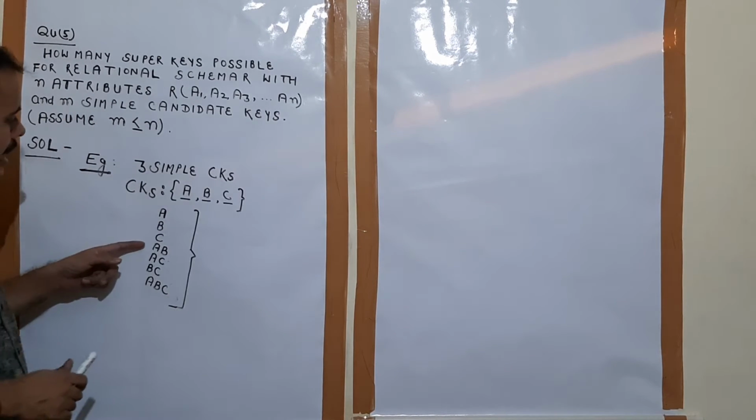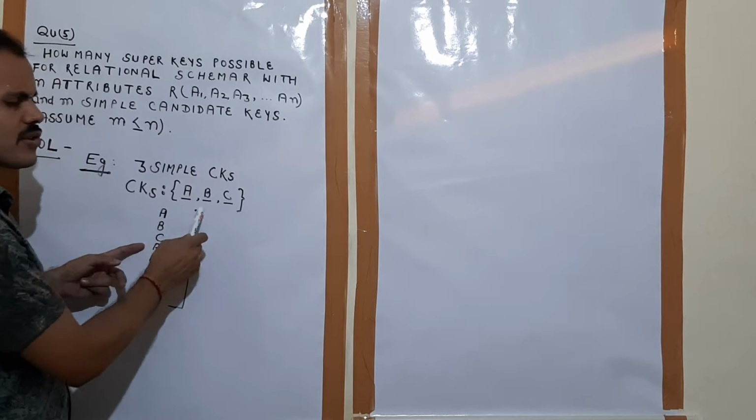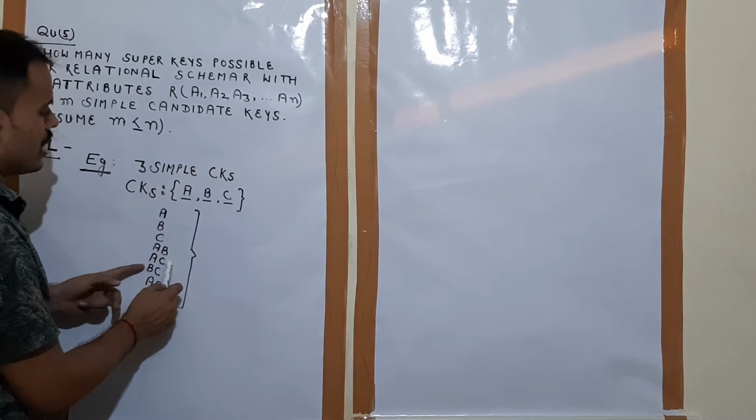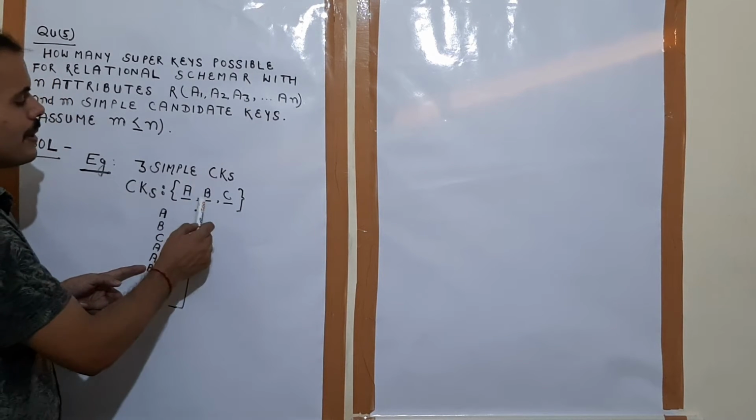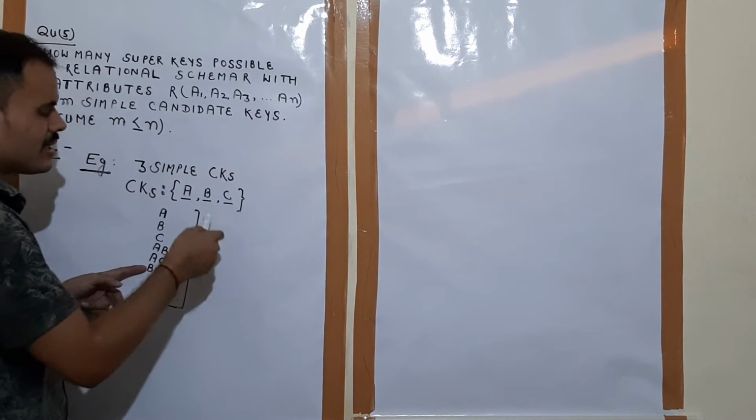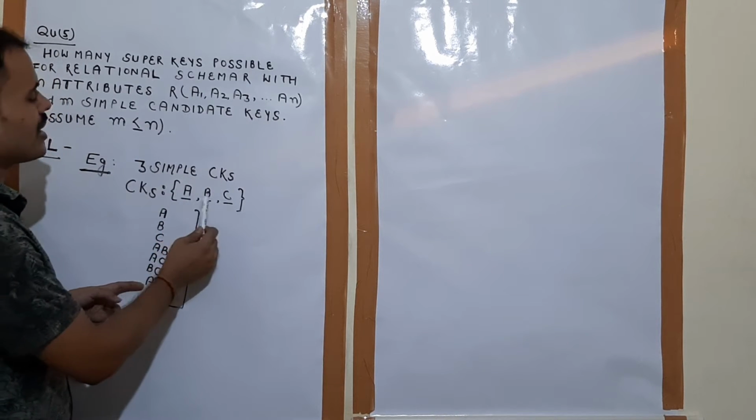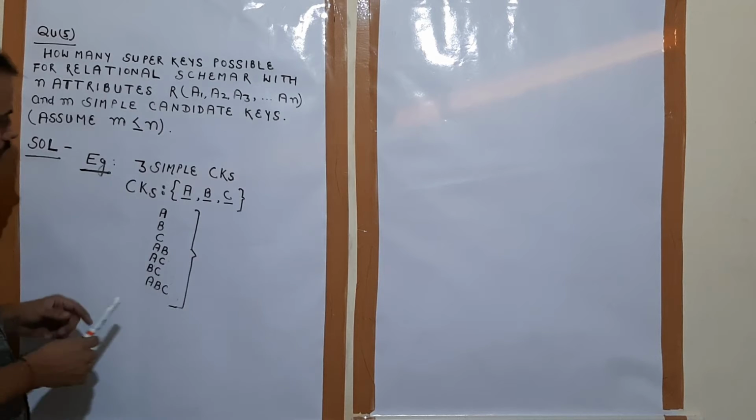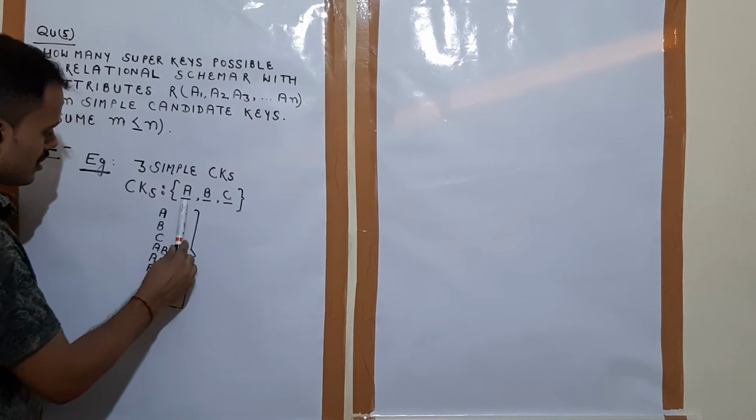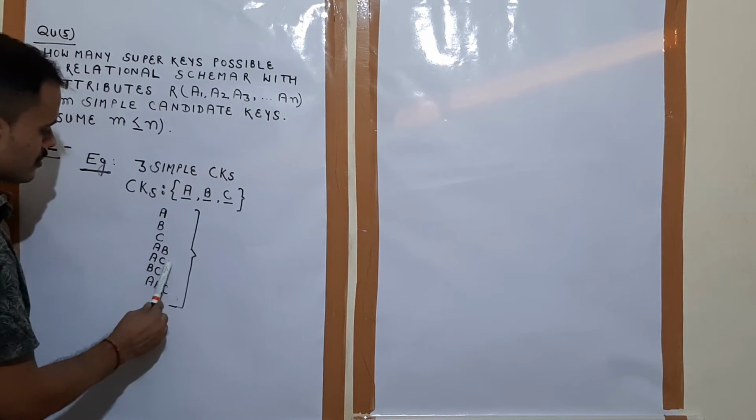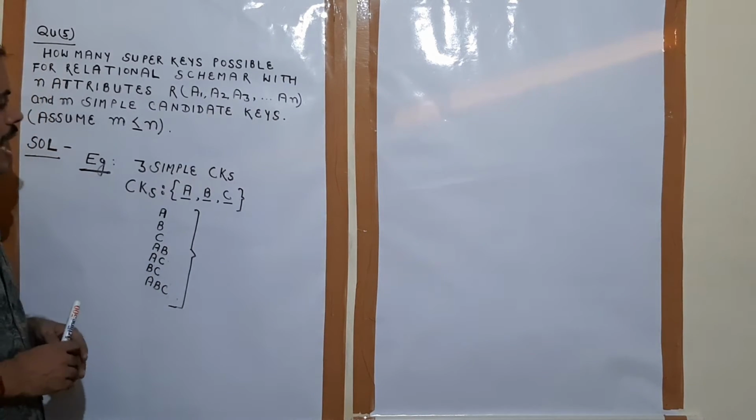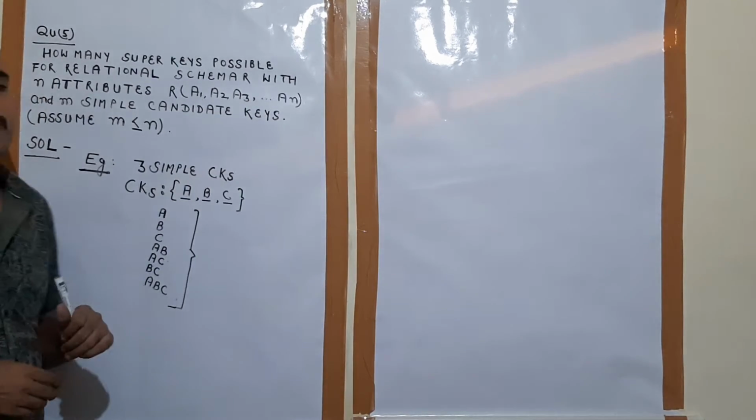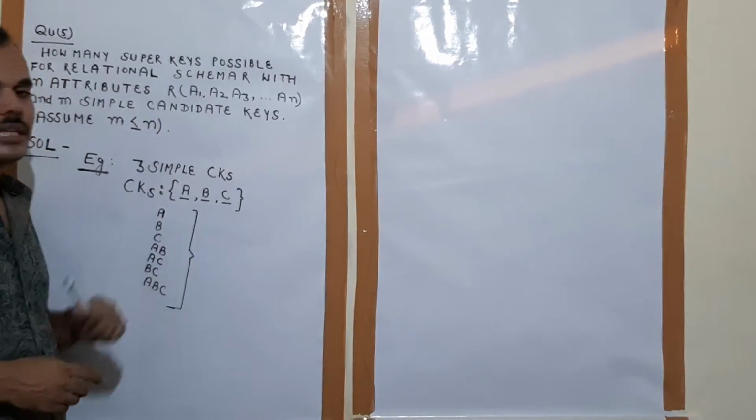Understood? See, A is a super key and B is a super key. So we can say that AB is also a super key, and AC is also a super key, and BC is also a super key. Why? B is a super key, C is also a super key, then BC is also a super key, and then A is a super key, B is a super key, C is a super key, then ABC is also a super key. Understood? Now there are 1, 2, 3, 4, 5, 6, 7 super keys possible among prime attributes of the relation R.